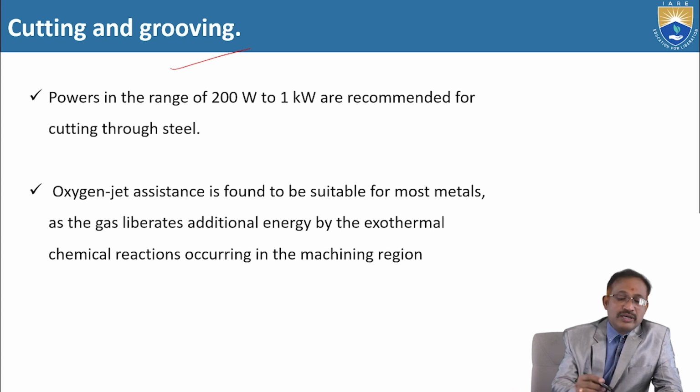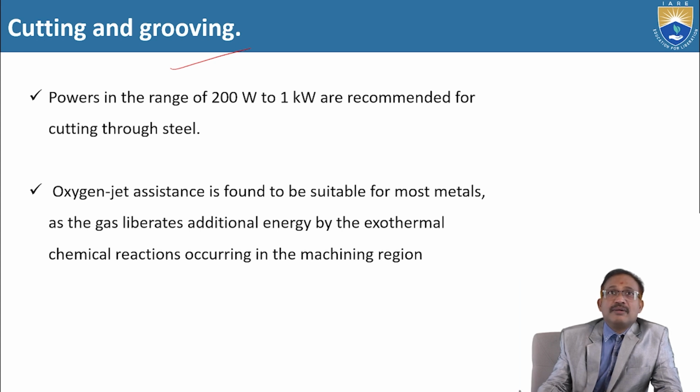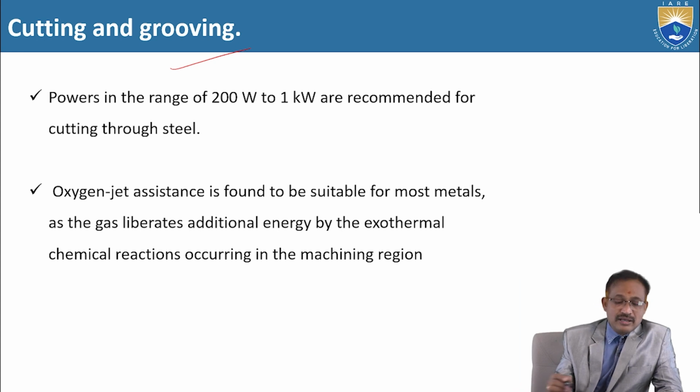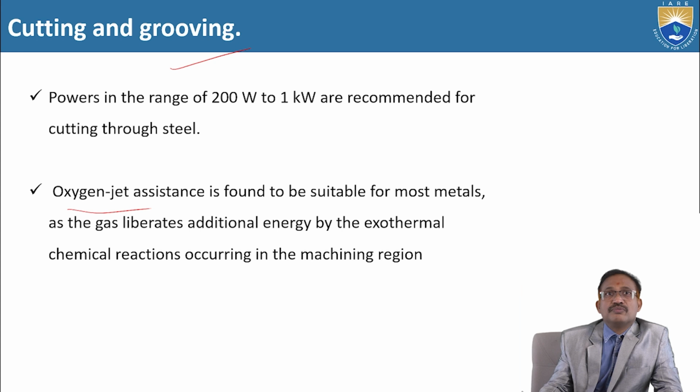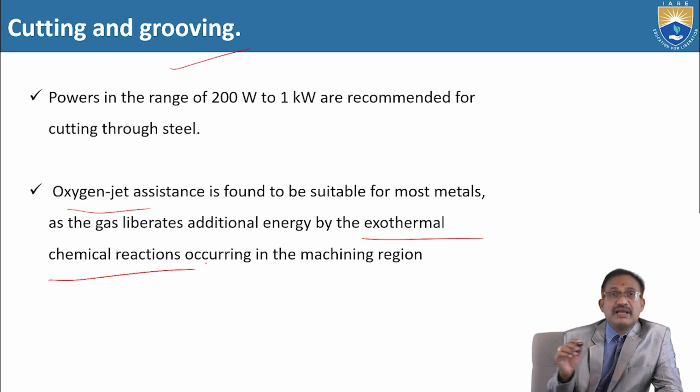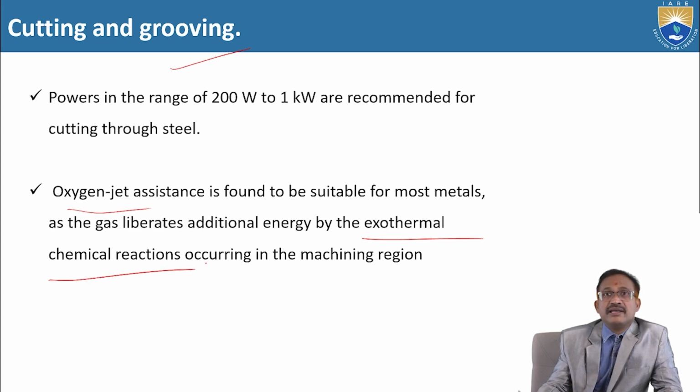So under cutting and grooving, powers in the range of 200 watts to 1 kilowatt are recommended, and oxygen jet assistance is found to be suitable for most metals as the gas liberates additional energy by the exothermal chemical reactions occurring in the machining region.